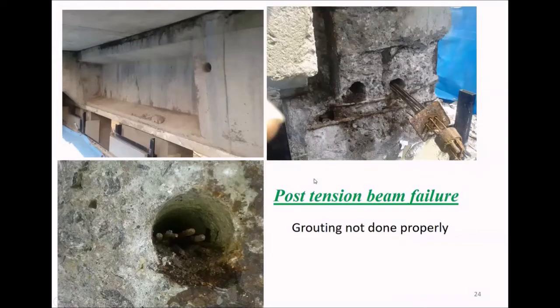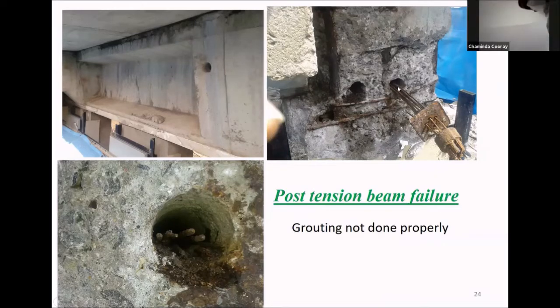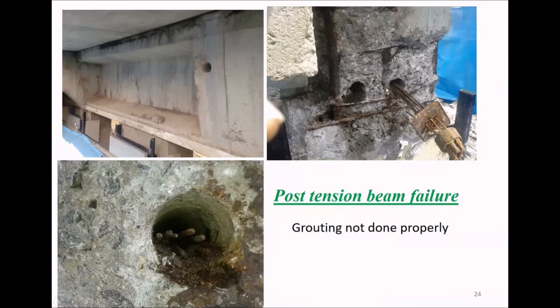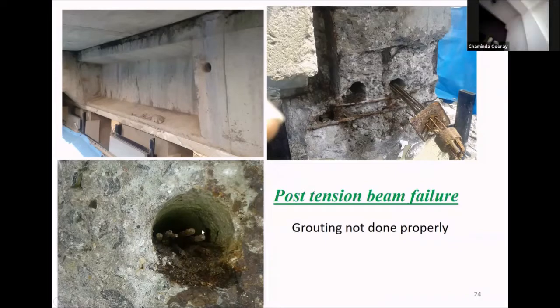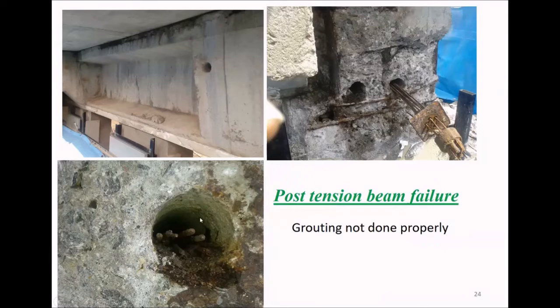And this one, another mistake or negligence, actually we can say negligence. This is a post tension beam, right? Actually the sleeves are supposed to be grouted, but we found there's no grout. That's what happened. You know, the reinforcement steel bars corroded, right? So we have to make sure that we have done proper grouting when we are doing this kind of precast.